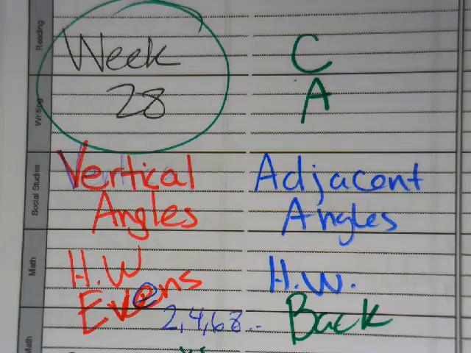All right, so today's Tuesday. We're going to be doing adjacent angles. Yesterday we did vertical angles. And your homework is just the back of the worksheet. All right.